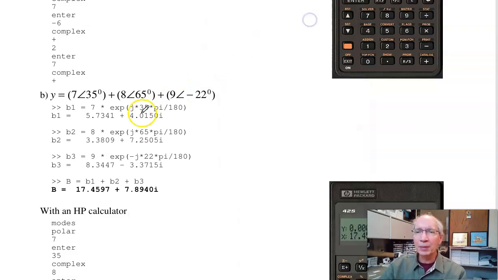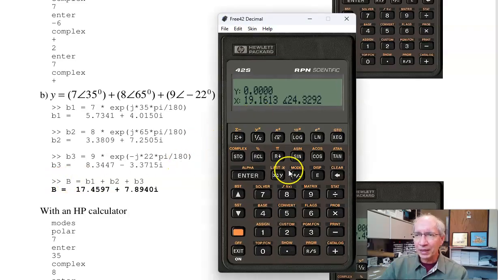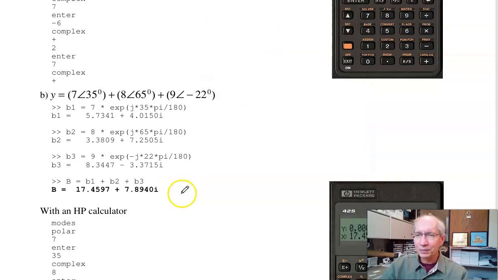You can also do that in Matlab. To input a complex number, I have to do 7 e to the j theta, converting to radians. So there's b1, here's b2, here's b3. Add them all up, I get a complex number. Same thing I had with Matlab. There, same thing I had in Matlab, or HP.